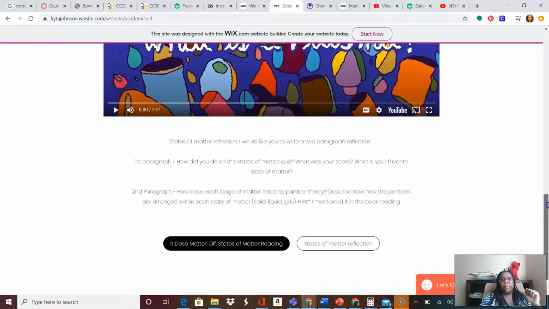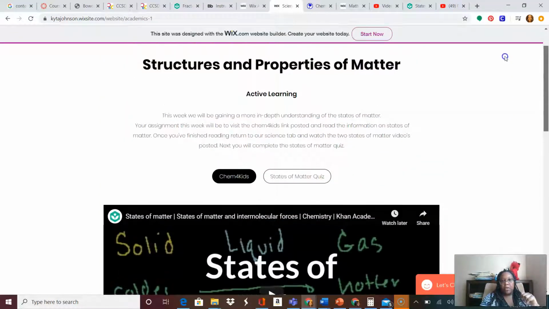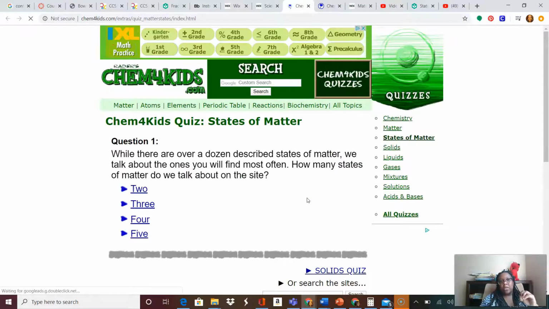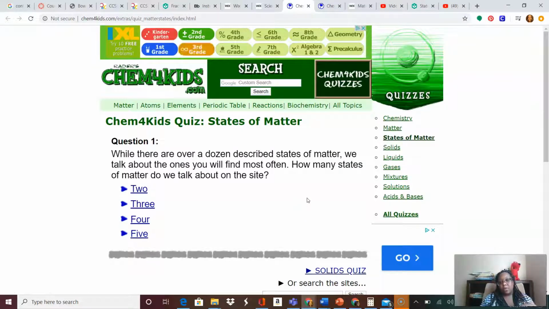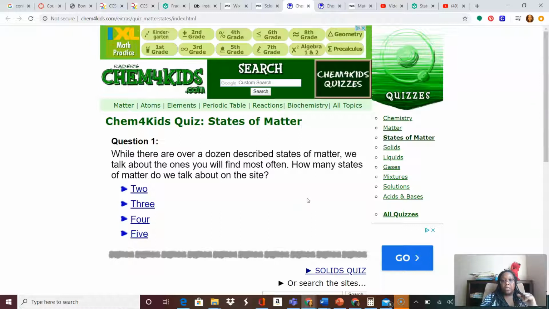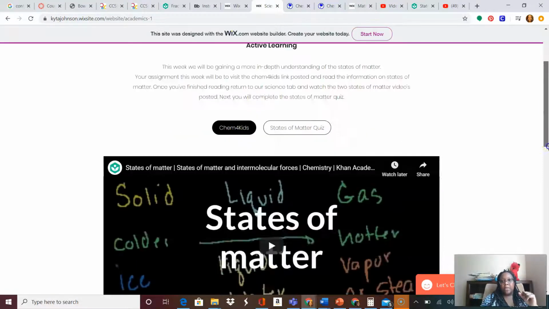And once you have finished that, you are going to pop back up here to the States of Matter quiz, which is also hosted by Chemistry for Kids. So if you didn't read that, you are not going to do well on the quiz. So I suggest that you make sure that you read that prior to taking this quiz. And then once you're finished with that, you're going to come back to the Wix site.